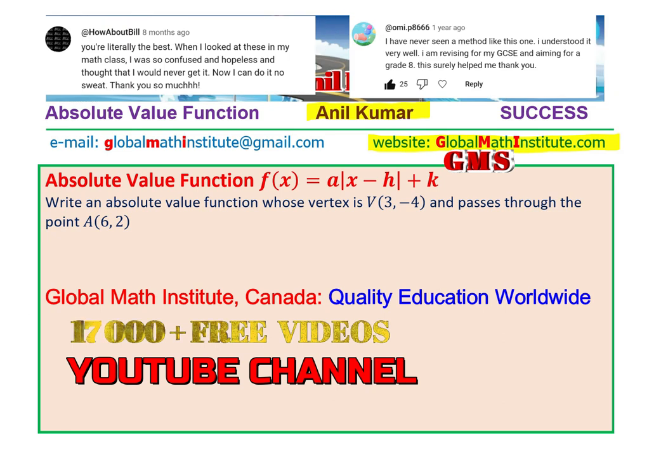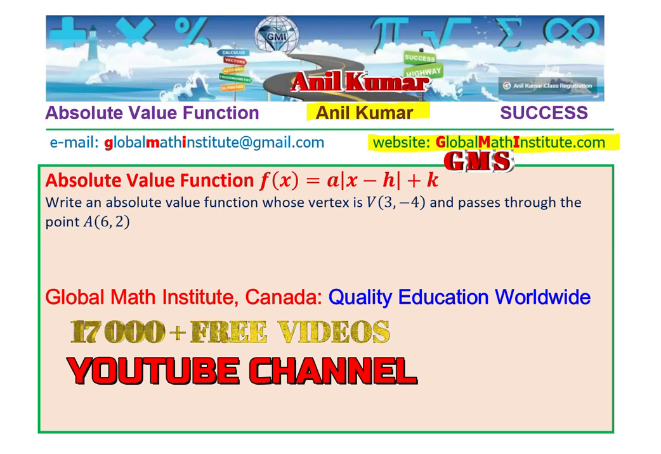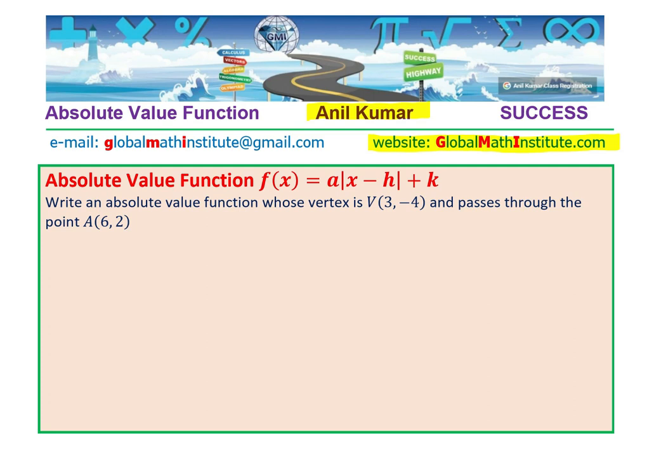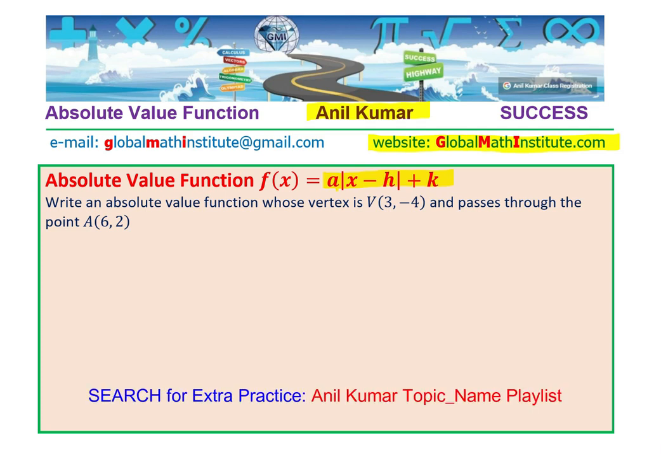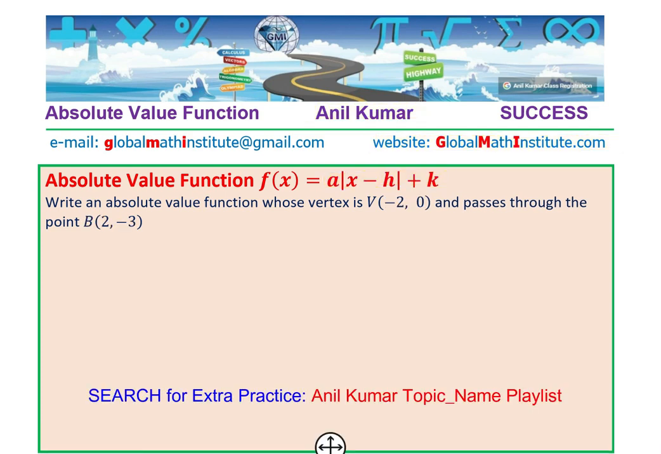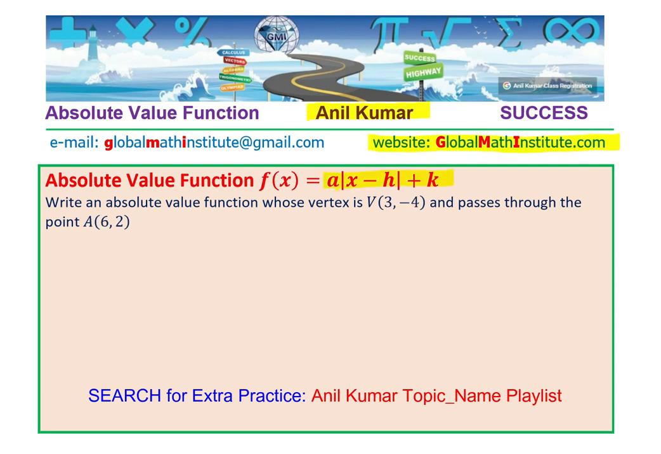In this video, we'll take up three examples in which we are going to write an absolute value function in the form a times absolute value of x minus h plus k. We'll be given the vertex and a point. The three examples are these. Let us see how we solve such questions.